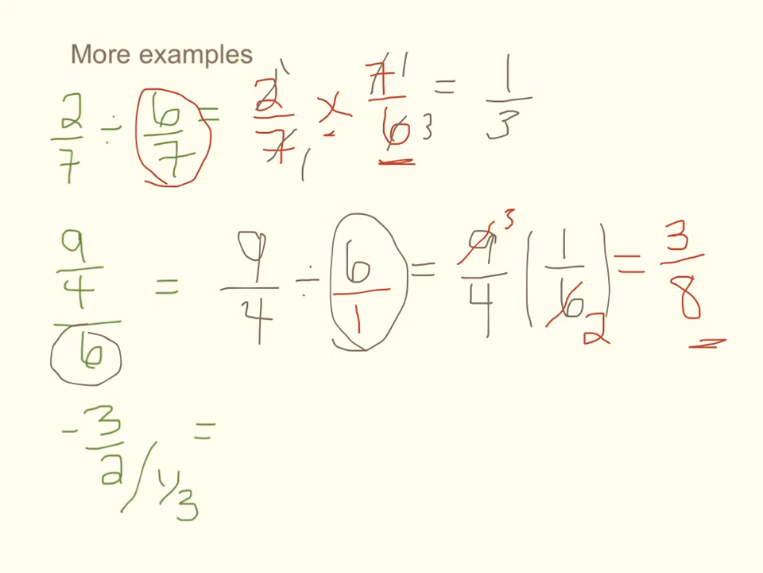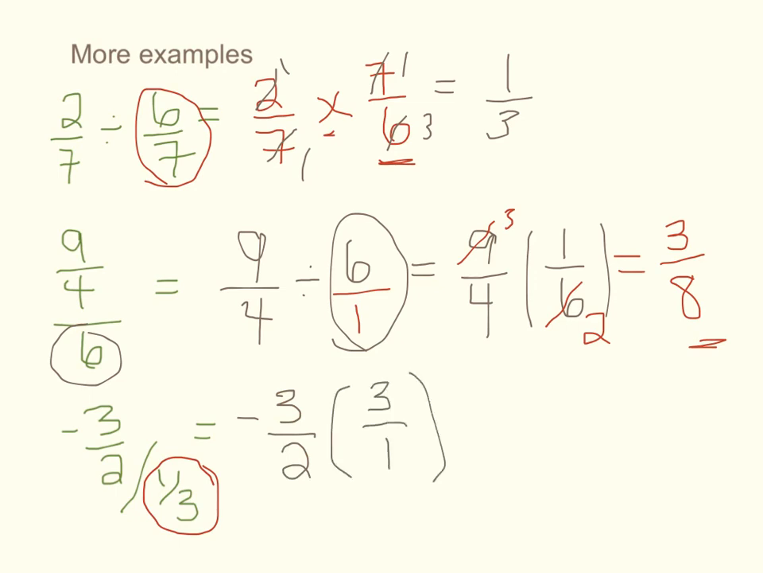And in the last example, I have a negative 3 halves divided by a positive 1/3. So again, I have a negative divided by a positive, so I know my answer should be negative. And what I'm going to do is multiply by the reciprocal of the bottom fraction. So if I want to write that out the long way, I have negative 3 halves times 3 over 1.